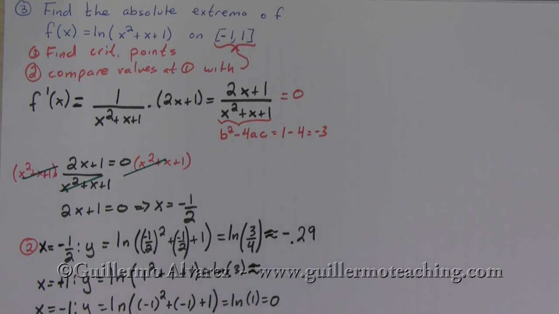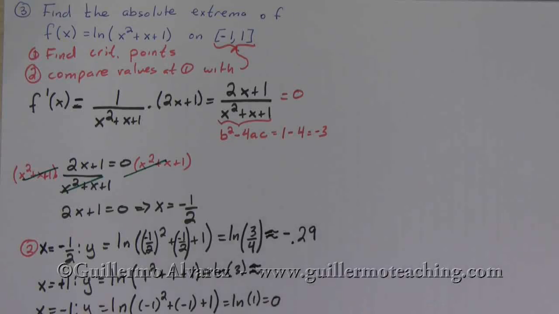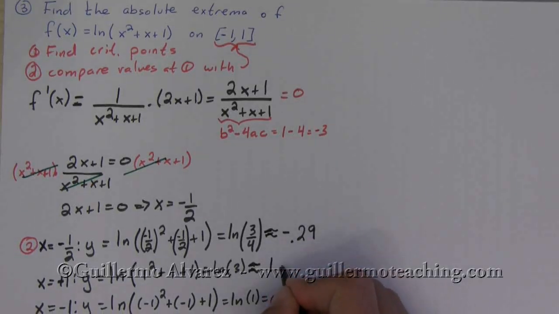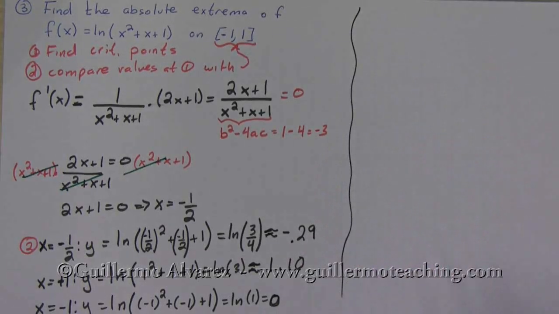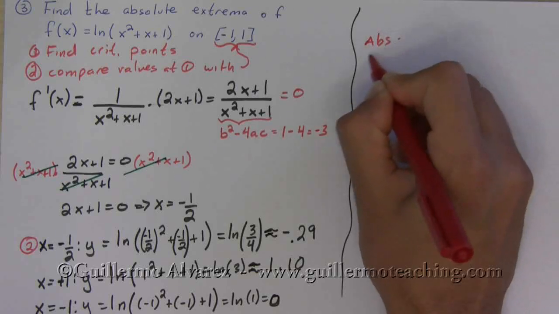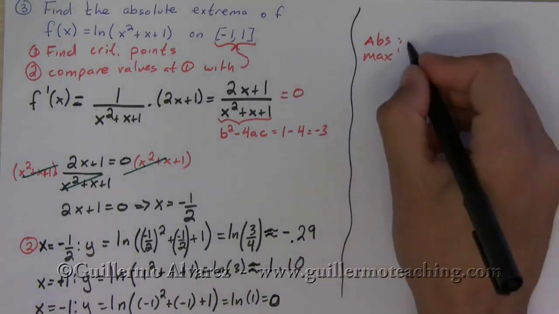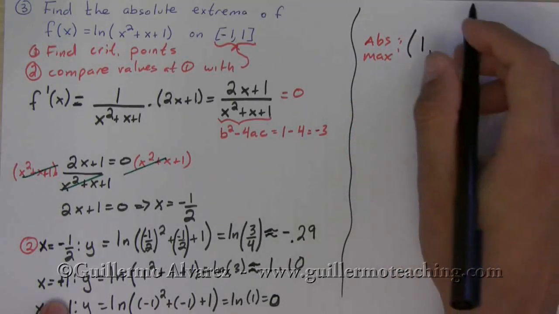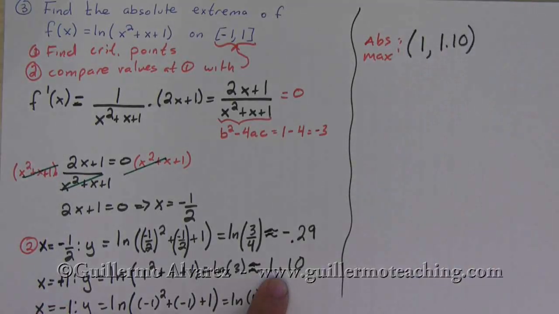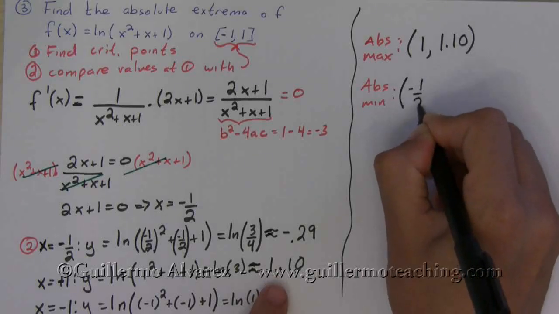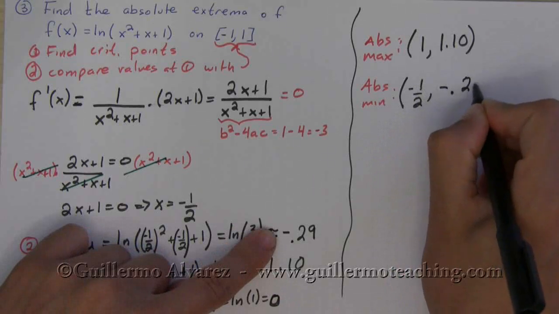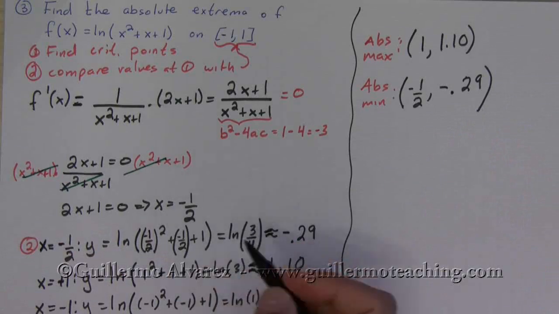And natural log of 3, well, this is the largest number because it's the biggest argument inside of the log. If we find an approximation, it is approximately 1.10. And the third one is just 0. So if we compare all three of these, we would say that the absolute maximum occurs when x is equal to positive 1 and y is equal to 1.10, and the absolute minimum occurs when x is equal to negative 1/2 and y is equal to negative 0.29. And that's it. I'm sorry for the little sign mistakes over here.